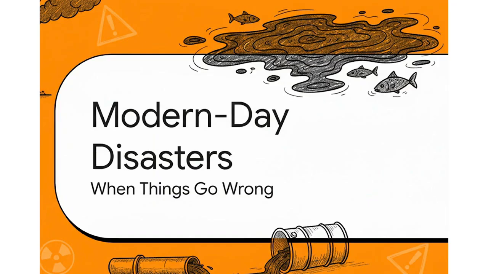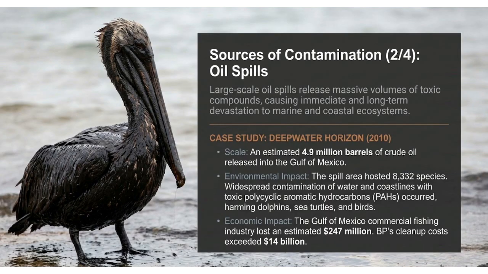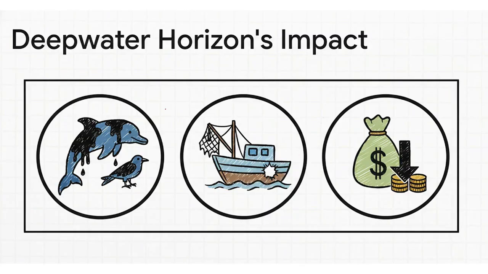Okay, so among the modern day disasters, one of the common ones is the Deepwater Horizon, which took place in 2010 in the Gulf of Mexico. There was a huge spillage. Due to that spillage, the aquatic life became endangered.